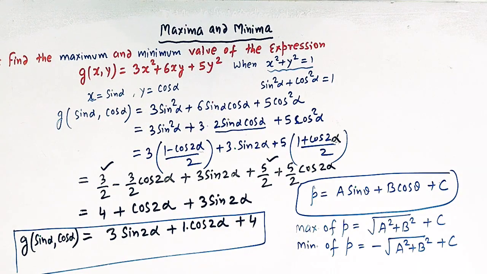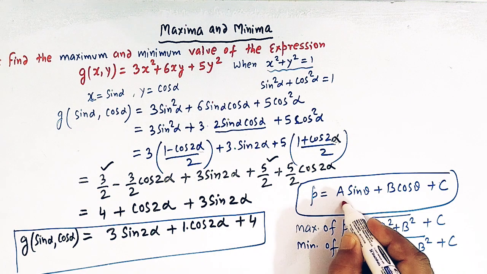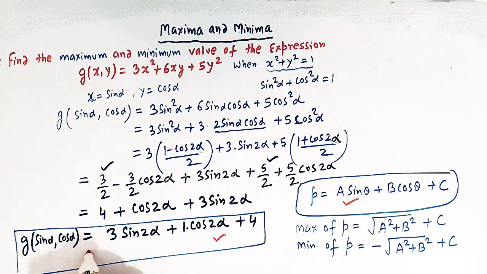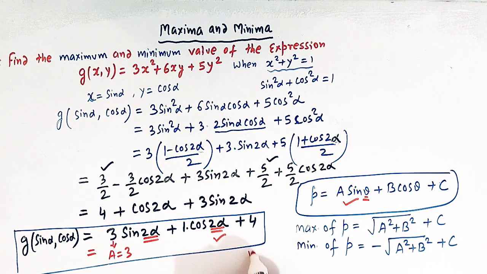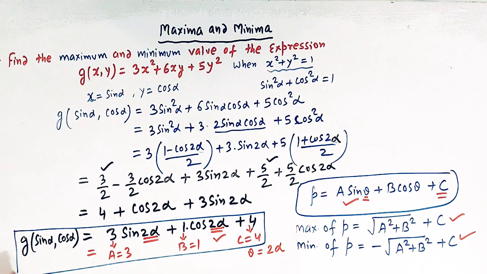So now if we compare these two expressions, that is this one and this one, right? So see here the value of A is 3, right? A is 3, and obviously theta is 2 alpha, right? So theta is 2 alpha, and the value of B is equal to 1, and the value of C is equal to 4, right?